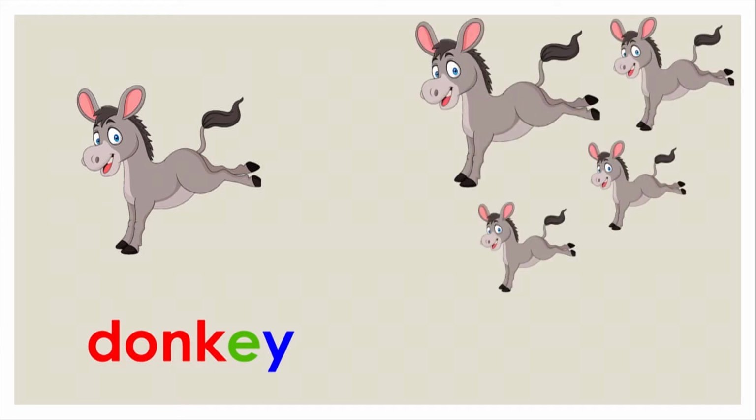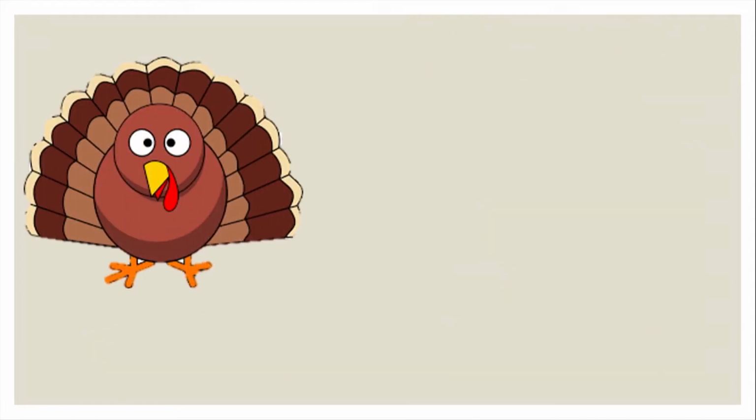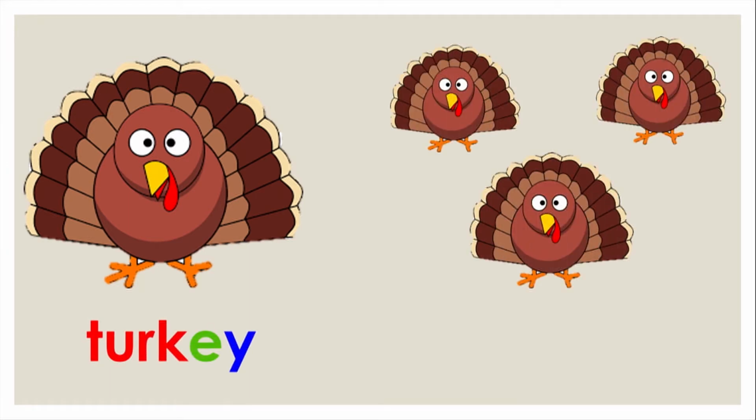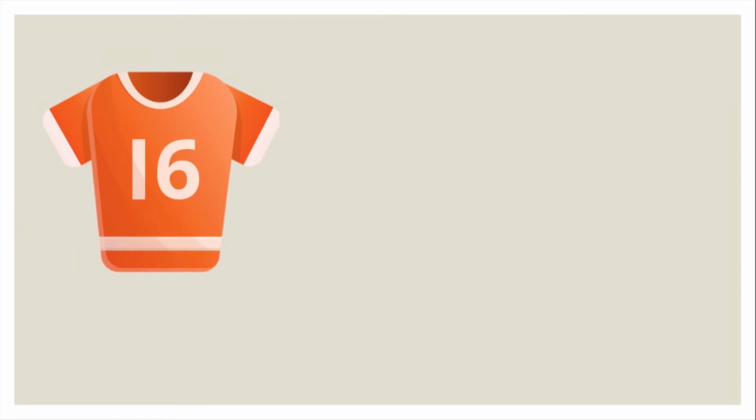Good job. So let's try some now. What is this? It is a donkey. The letter before the y is a vowel, it is e. So to get donkeys, we keep the y and we simply add an s. This is a turkey. So the e is a vowel. So to get turkeys, keep the y and add s.